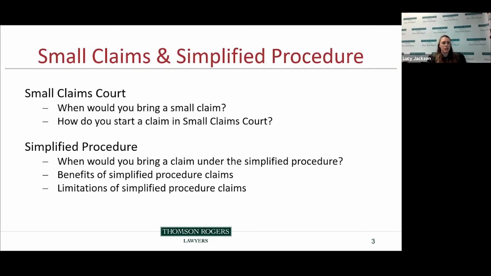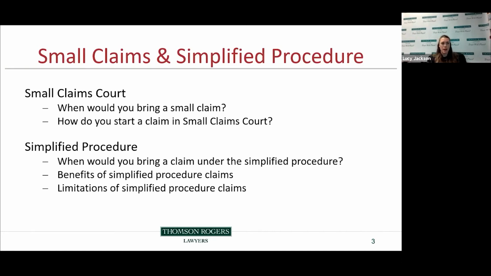Limitations of simplified procedure: again, not having a jury could be seen as a limitation depending on the type of case that you're pursuing. Another limitation is the damage award, so you're limited to that $200,000. If you do proceed to trial and your claim turns out to be valued at more than $200,000, there are some cost consequences. So for example, even if you are successful, you may not get your legal costs, and you may have to actually pay part of the defendant's costs.